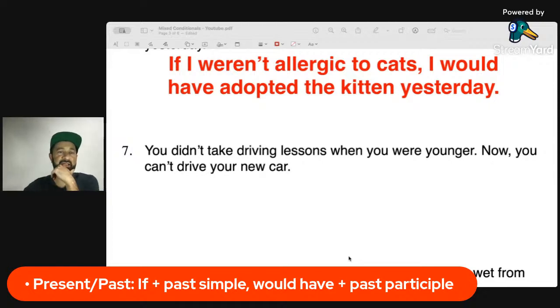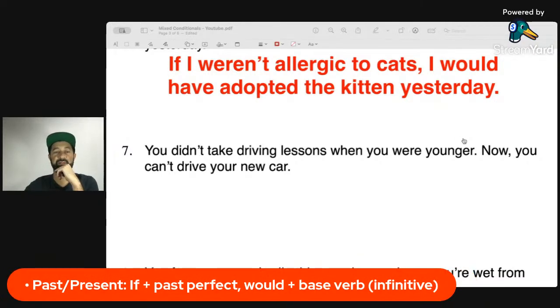All right, number 7 says, you didn't take driving lessons when you were younger, but now you can't drive your new car. For me, let's see. I would probably use the past perfect at the beginning here. So I'm going to be using this mixed conditional pattern.